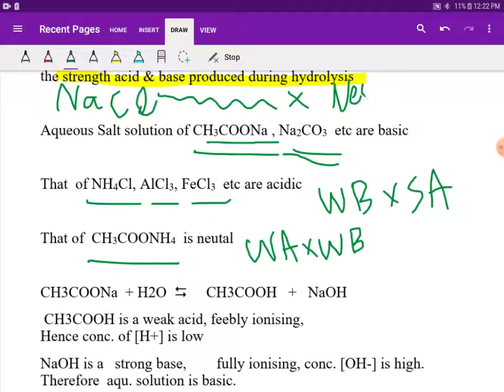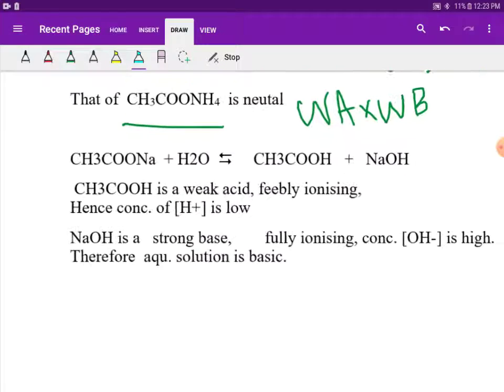Then we have to discuss the 3 other cases in connection with hydrolysis. One is the hydrolysis of the salt solution of sodium acetate, which is a weak acid and a strong base. The aqueous solution of such a salt is basic in nature. How did it happen? Let me explain the mechanism.